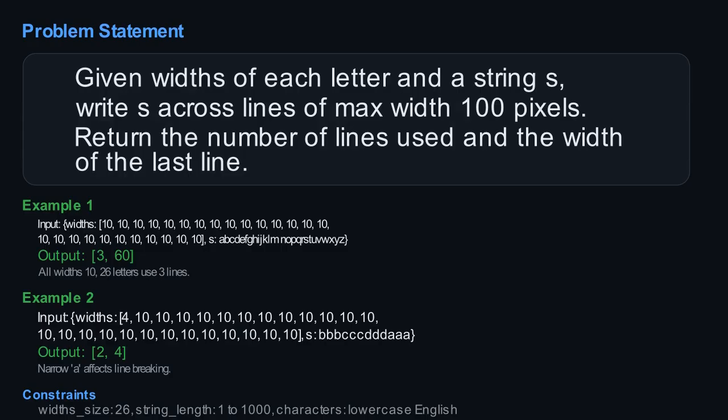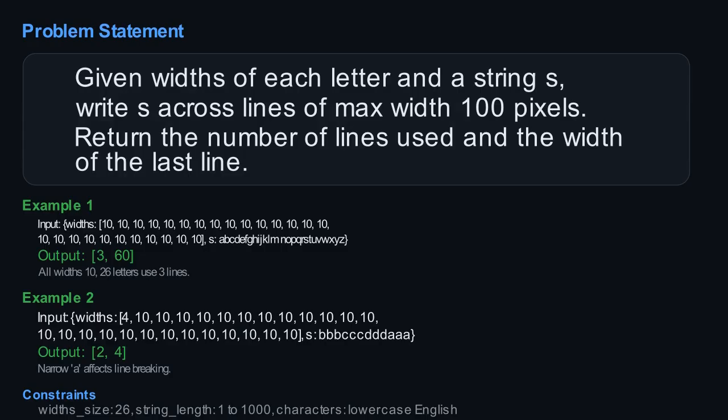If a letter fits, we write it. If adding that letter would make the line wider than 100, we cannot write it on the current line. Instead, we must move to a brand new line and start writing there. Our goal is to output two numbers. The first number is the total count of lines we used. The second number is the exact width used on that final last line.